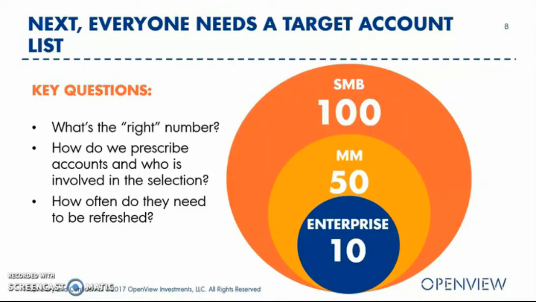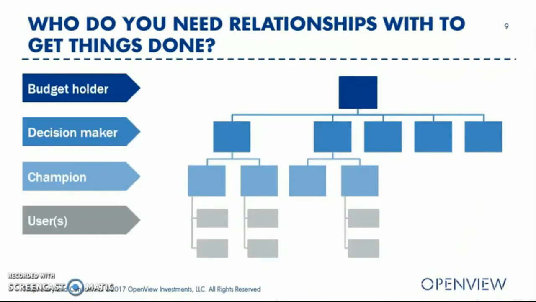Once that universe of accounts is set, it's time to think about who are the key people that you need to build these relationships with. So who are all the people in the decision-making process that you need to be speaking with? And so 90% of reps are just going to focus on that person that they build that initial relationship with.